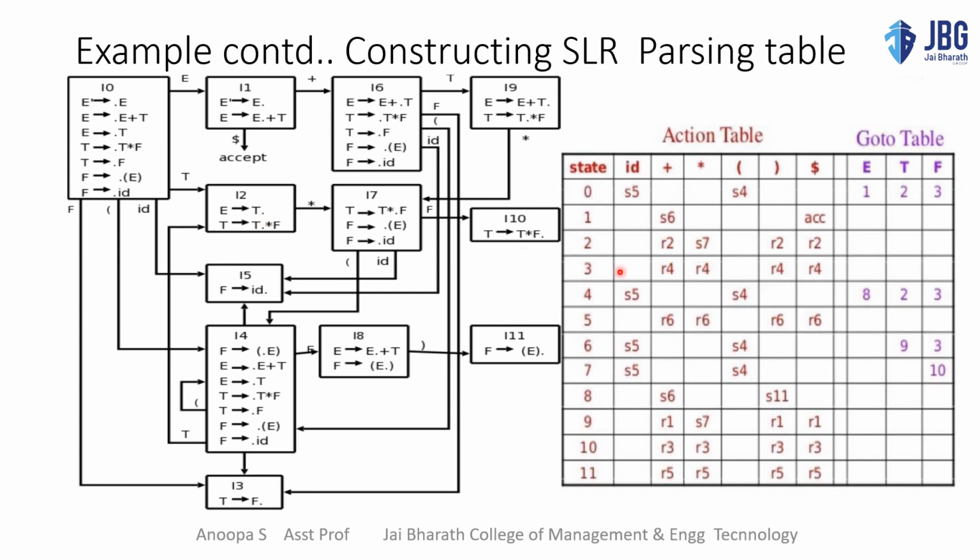Now consider state 3. When I go to state 3, there are no terminal symbols after dot, but there is a prediction of the form T giving F dot. Dot is at the end. So what you have to do is compute follow of T. The follow of T will consist of plus, star, right parenthesis, and dollar. After taking follow of T, you have to write on those terminals the reduction by this production. Now T giving F, I have numbered it as production 4, so reduce by 4. R4, R4, R4, R4. That is why it is written R4 here.